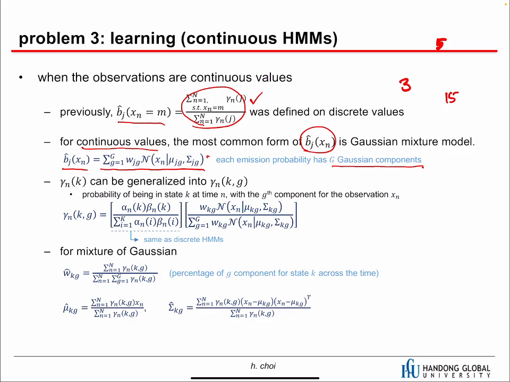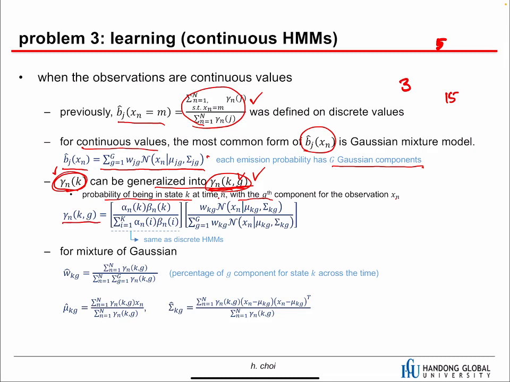So when we have 3 states and each state has 5 Gaussian components, then basically we have 15 Gaussian functions. And then for the continuous observations, this gamma should be generalized into a gamma of k, g. In this case, this term means the probability of state k, but this term means the probability of state k and component g, because in each state we have G components, so we need the index for the Gaussian component. So basically this one is the probability of being in state k at time n with the g-th component for the observation x_n.